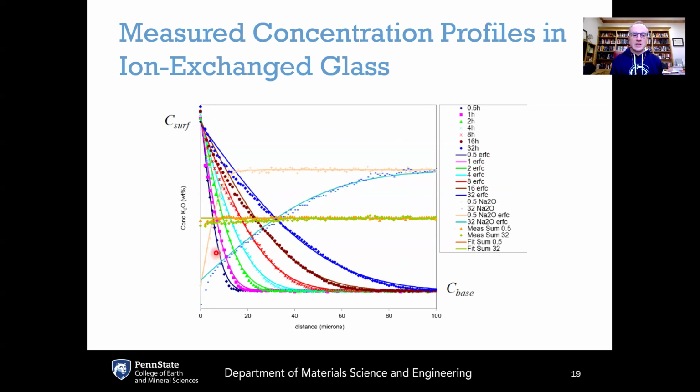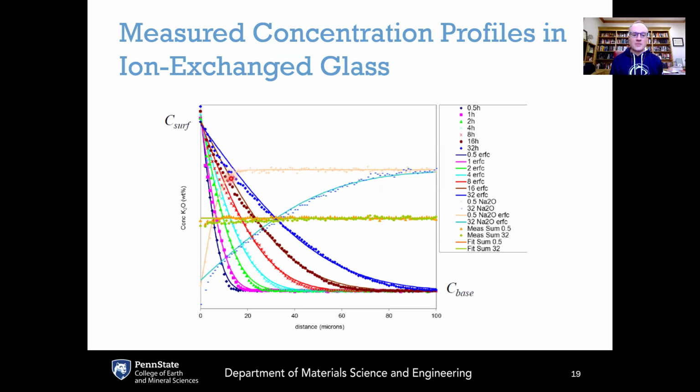And what you can see is that as time increases, we go from here, this dark blue is a half an hour of ion exchange, shown here in the legend. Then as you go to pink, it's 1 hour, 2 hours, 4 hours, and so on. So we go to 1 hour, 2 hours, 4 hours, 8 hours, 16 hours, 32 hours, and you've got more and more penetration of the potassium ions deeper and deeper into the glass. So this is providing a deeper depth of layer that corresponds to that deeper penetration of the potassium ions.